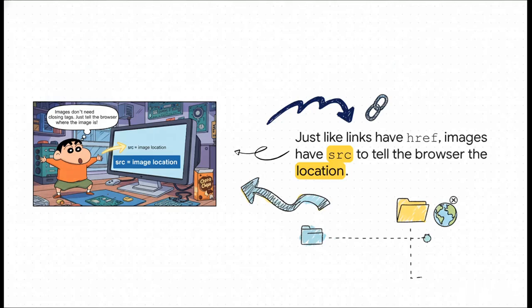And hey, check this out. Remember how our anchor tag needed that href to know its destination? Well, our image tag needs something similar called a source attribute. Source, or src, is just short for source, and it tells the browser the exact location of the picture you want to show. It's the same pattern. The tag says what to do, and the attribute says where to find the thing it needs.